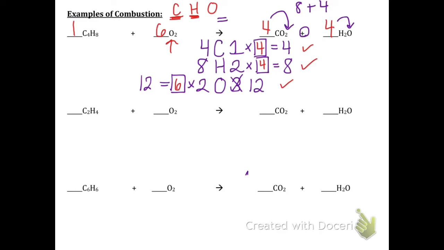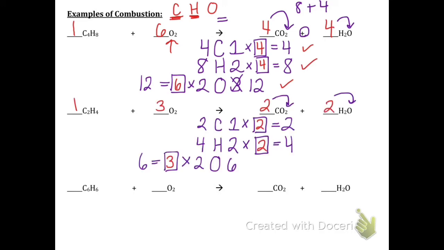The third one is a little bit different, so wait to do the third one, but go ahead and do the second one on your own. Pause it, and then check your answer. All right, so check your answer. Did you get 1, 3, 2, 2? Okay, if you did, great. That means you did your C's and H's, and then you recount your O's and start over from there. Okay, if you didn't get it, I would definitely go get some help.